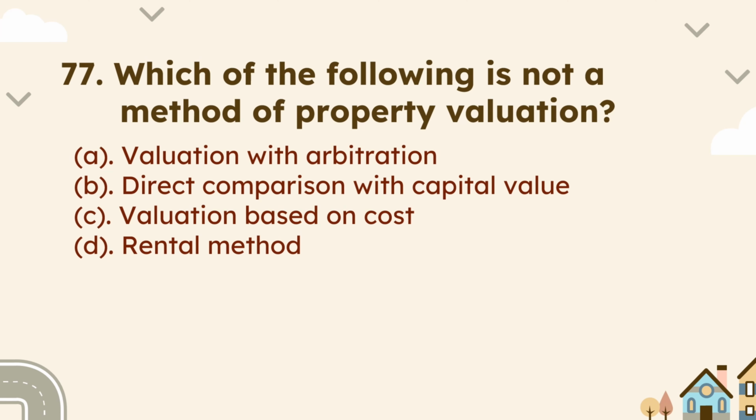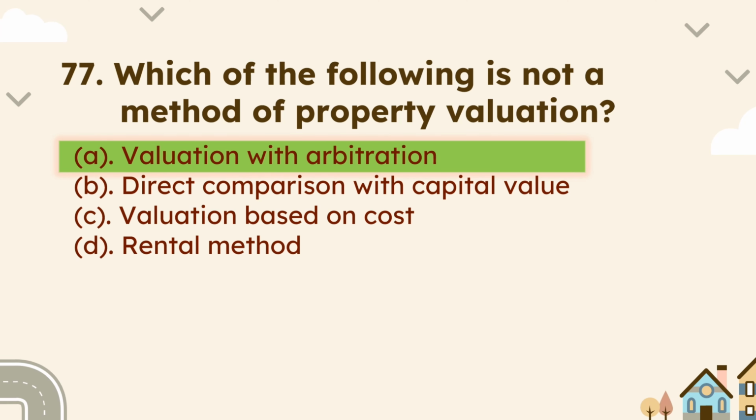Next question is, which of the following is not a method of property valuation? So option B, direct comparison with capital value. Option C, valuation based on cost. And option D, rental method. All are methods of property valuation. Therefore, the correct answer of this question is option A, valuation with arbitration.